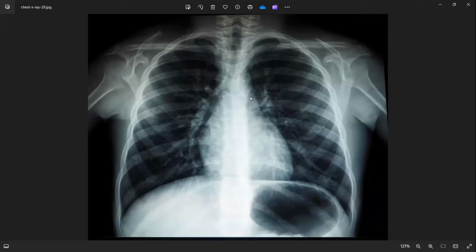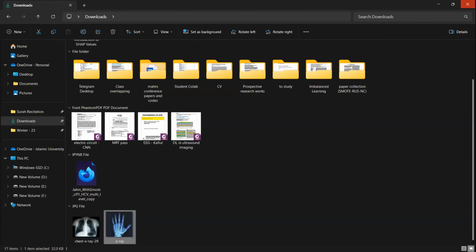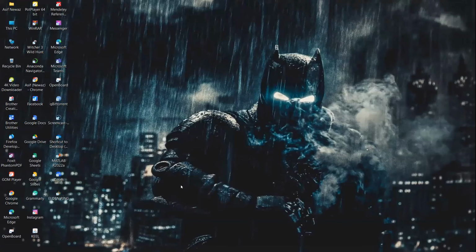Similarly, for your chest X-ray, you can see the shapes of your bones exactly when you perform this kind of chest X-ray. So that's actually the basic idea of how X-ray imaging works.